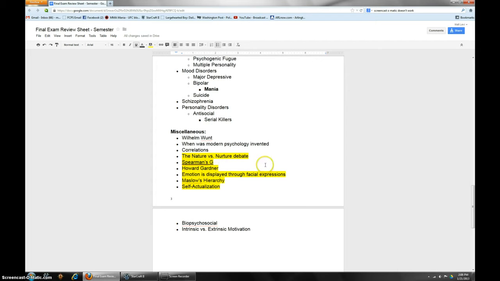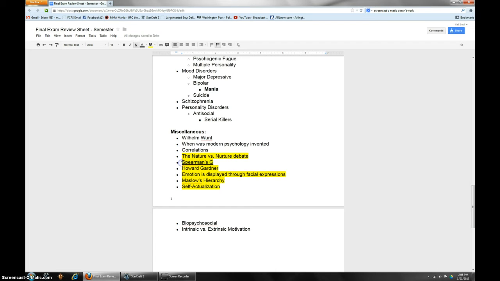Like in psychology and all things, both are true, but I would say that certain disorders like schizophrenia are probably more nature-based, and other problems are more nurture-based.